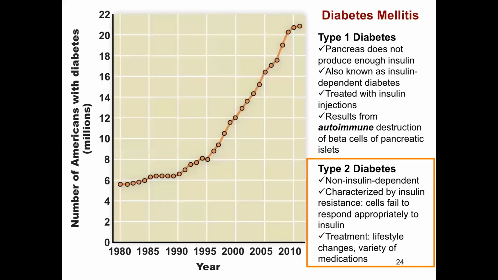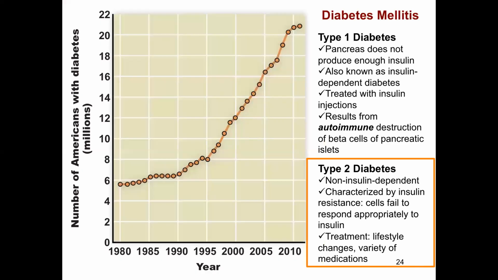Now, diabetes. We can't not talk about that. And diabetes, there's two different types. Type 1 is autoimmune. All right. So what's happening here is that the pancreas isn't producing enough insulin. And that's why people who have type 1 diabetes take insulin injections. And one of the reasons that they aren't producing it is because there's an autoimmune destruction of those beta cells. So they're just not making it.